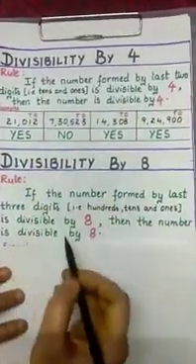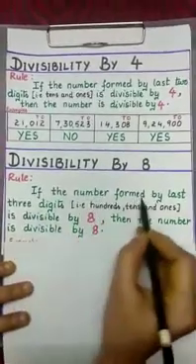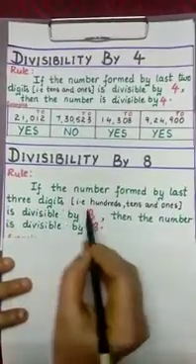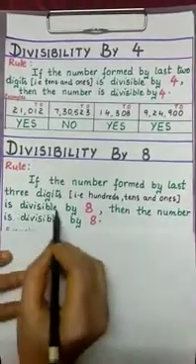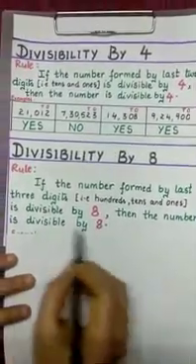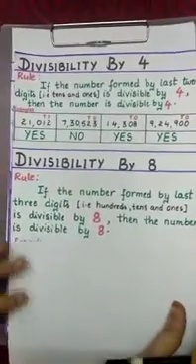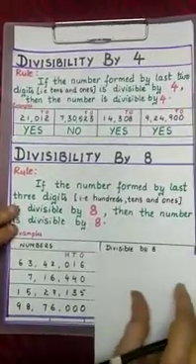Just one more place included here. If the number formed by the last three digits, that is hundreds, tens and ones place, is divisible by 8, then the number is divisible by 8. Now here are some examples.